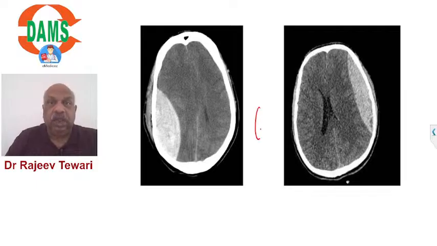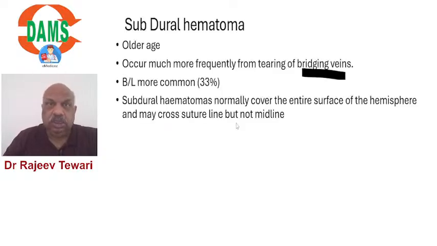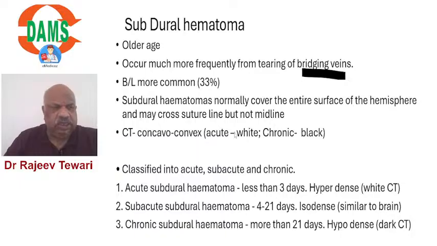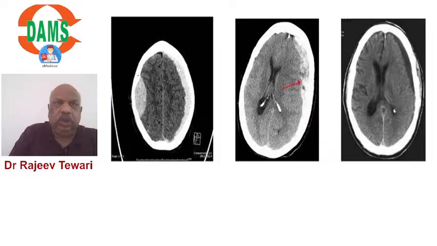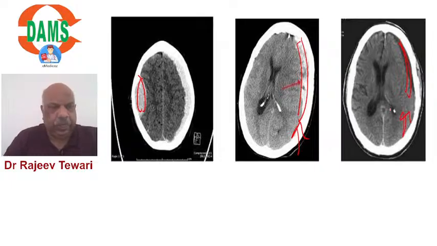There is no term like chronic extradural. Either patient will die or you operate, but subdural can be chronic and become black. So these are some simple points of a head injury, which I again presume all of you know. This is acute extradural, acute subdural, and chronic. Chronic and acute will differentiate by color, white and black. If there is no eye-opening, verbal or motor response, this will be 3. E1, V1, M1 is 3.